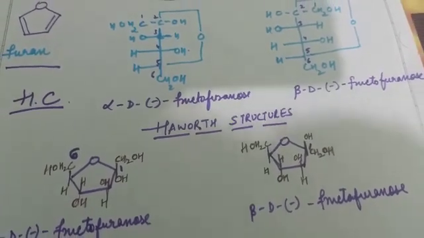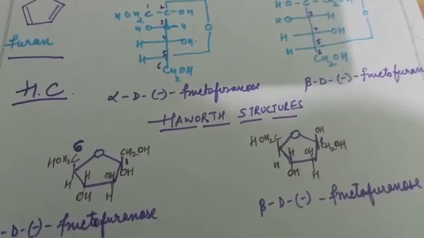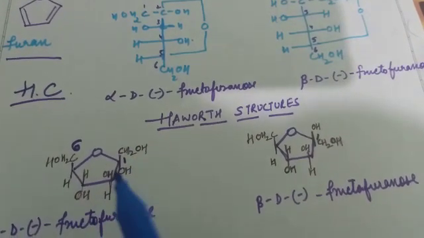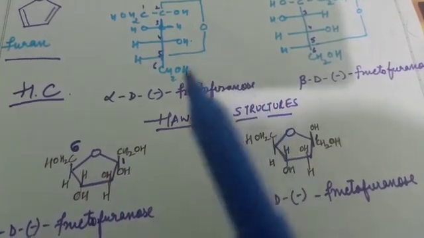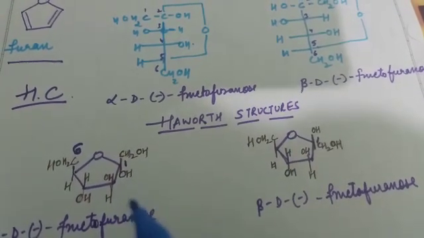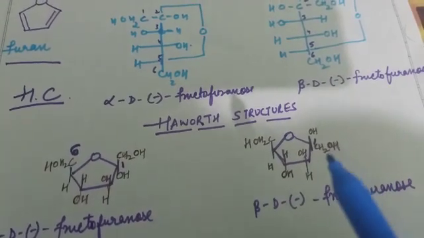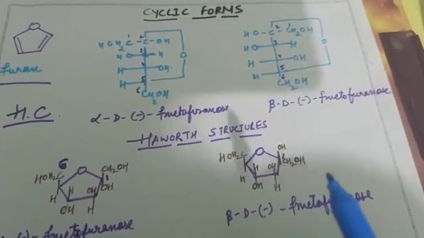Okay. So I hope you all have understood how to draw the Haworth structure: draw the skeleton of the structure and arrange the right hand side groups at the bottom to get alpha, flip it to get beta. That's all for the glucose structure.